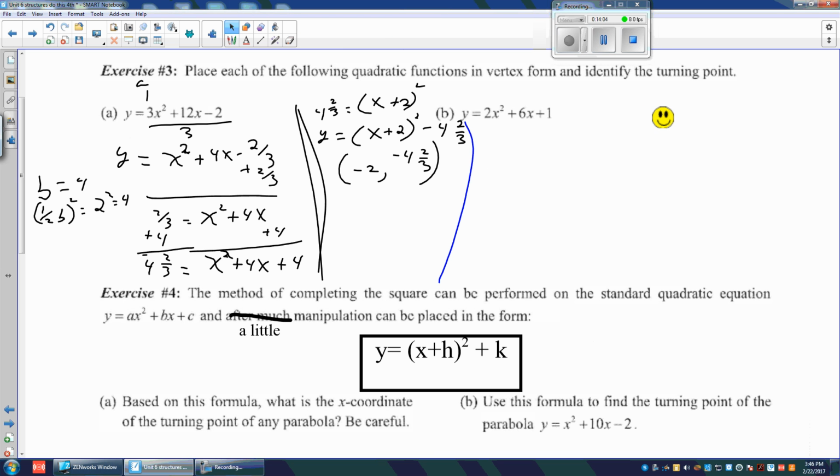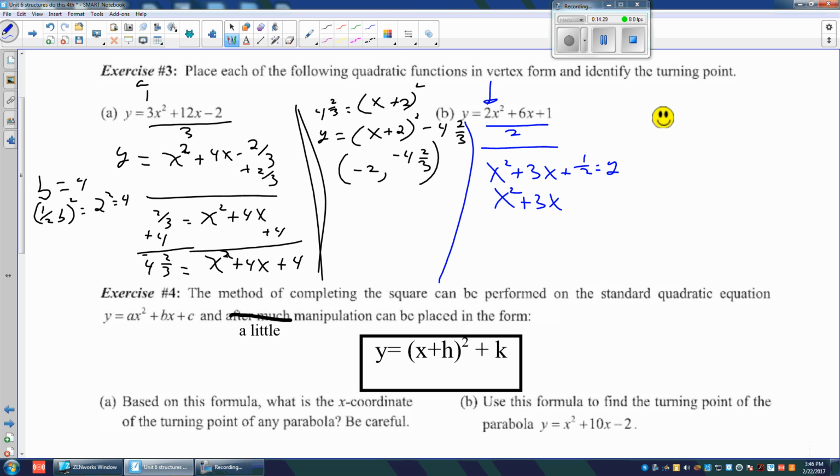Okay, let's see if we can do this one really quick. The first thing I'm going to do is divide everything by 2. So when I divide everything by 2, I get x squared plus 3x, beautiful, it's not an even number, plus a half equals y. I'm going to move the half over: x squared plus 3x equals -1/2.